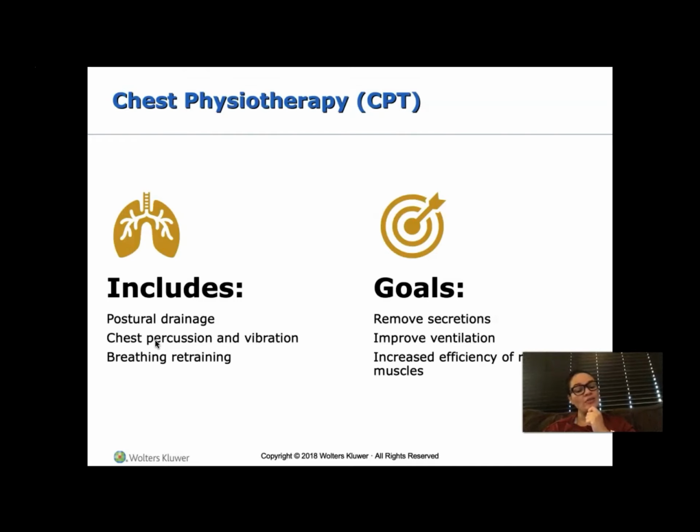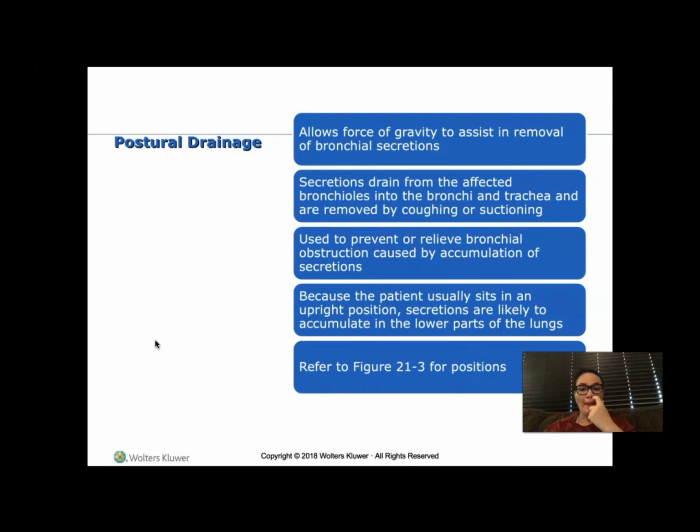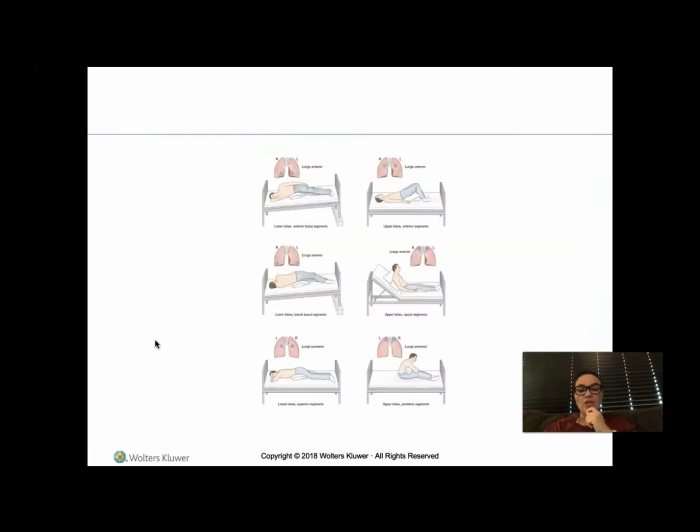Because remember, if your lungs are filled with mucus and gunk, we can't expel any of that. We can't get any O2 in or expel any of that CO2. All right. Allows the force of gravity to assist removal. Again, use and prevent to relieve bronchial obstruction. Let me make sure I got all these. And I gave you the table to refer to. So I don't know if this is right from your book. I couldn't get it any bigger.